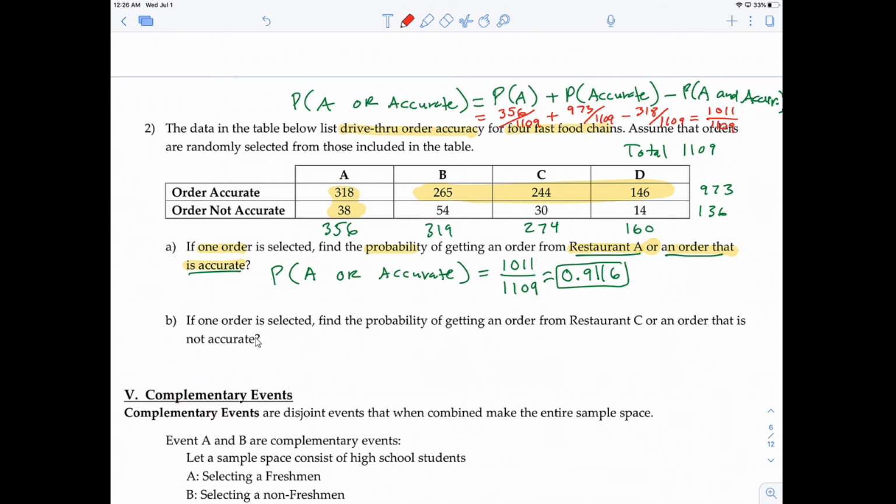All right, so question B, I'll let you guys work that one out independently. Please refer back to the notes where I have all the notes and answers written to check your answer.